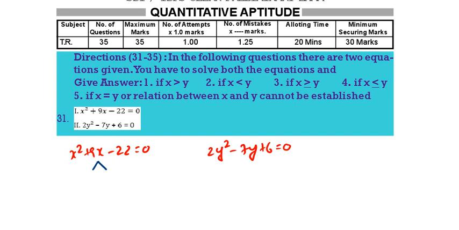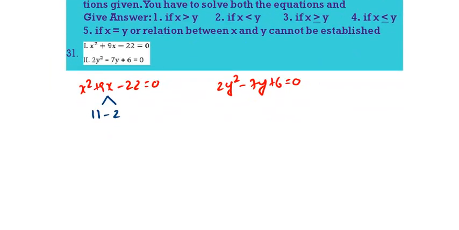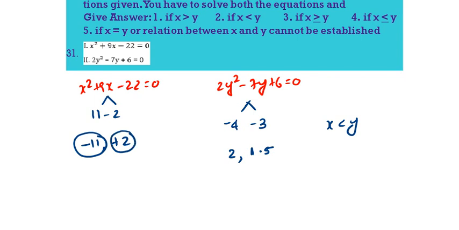For the first thing we can take the factors as 11 and minus 2, so the answers will be minus 11 and plus 2. Here 6 into 2 is 12, you can take minus 4 and minus 3, then our answer will be 4 by 2, that is 2, and 3 by 2, that is 1.5. So here minus 11 is less than both 2 and 1.5, so x less than y, and plus 2 is greater than 1.5, therefore x greater than y. Therefore we can say there is no relation.